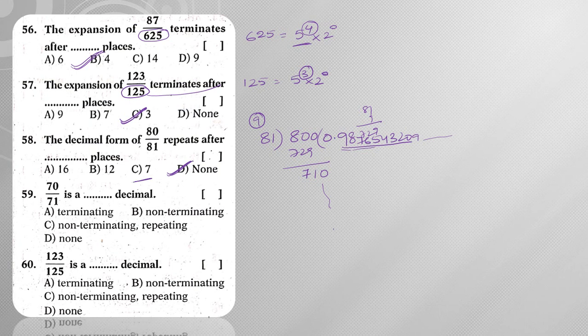Next, moving on to question number 59. 70 by 71, so the denominator is a prime number 71, hence it is a non-terminating repeating decimal, right? Because we don't have the 2 power n into 5 power m form, hence it is a non-terminating repeating decimal. Next, 123 by 125. Here the denominator 125 is nothing but 5 cube, so since it contains 5 cube into 2 power 0, it is a terminating decimal, right?